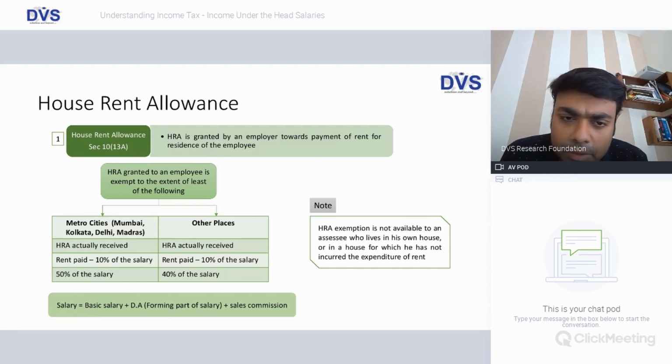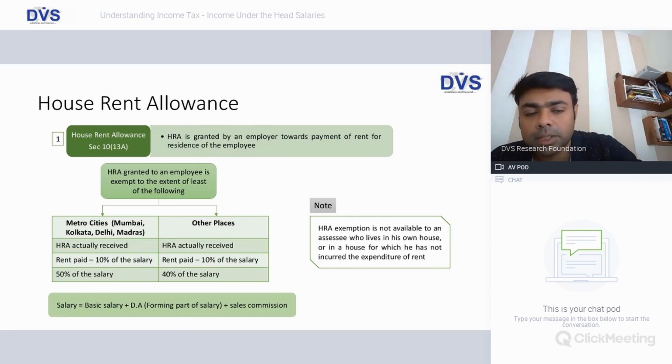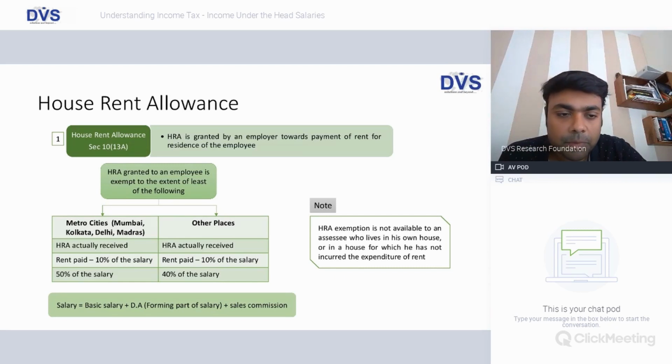Now, again, when we look at it, friends, HRA exemption is not available to someone who lives in his own house or in a house for which he is not paying rent, because rent paid will be zero, in which case the least of the three, so automatically the slab becomes zero.